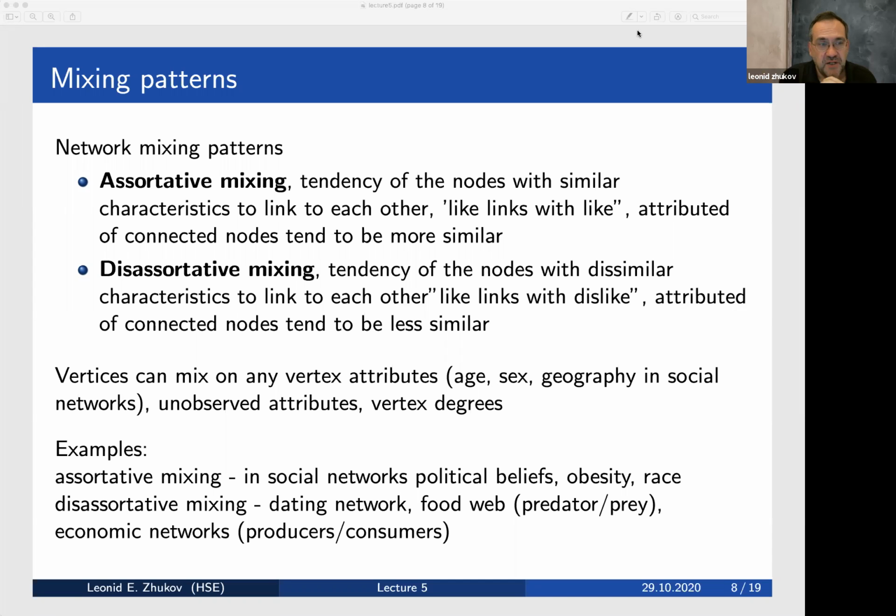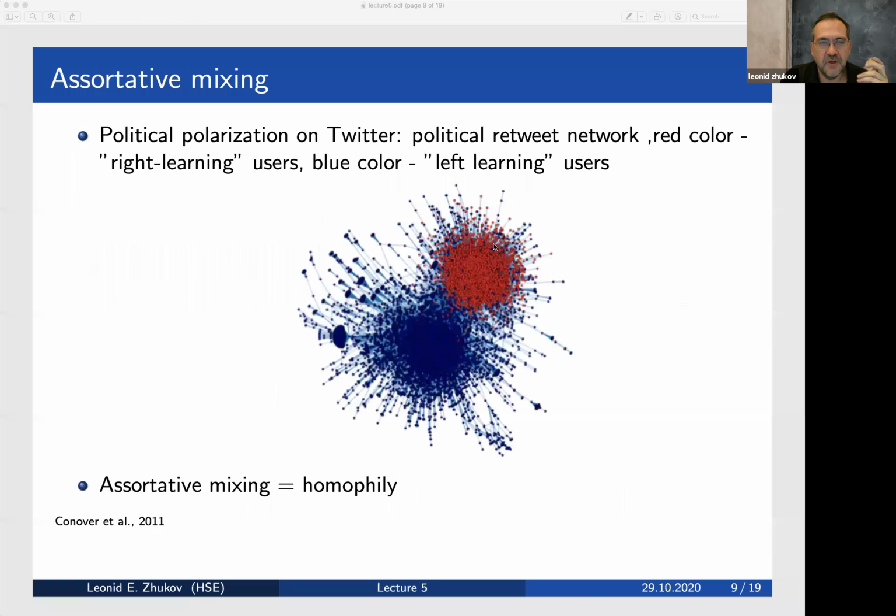Okay, with respect to gender. So the quite interesting picture is, I want to show you a quite interesting picture. This is 10 years ago. These are political polarization on Twitter.